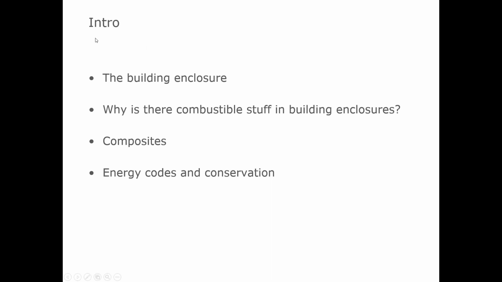So with our look into the building enclosure and these ever more energy efficient components, we're going to look at why there is combustible stuff in there. We're going to look at composites, and we're going to look at energy codes and conservation. So we need to look at why we are doing this before we look at how we are doing it safely.